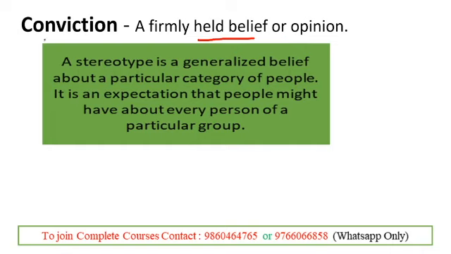So that makes the conviction. There is not any proof related to the conviction, but it's just like a belief or opinion. And then the stereotype. Here the stereotype is a particular word, and that's generalized by the belief for a category of people. And there is an expectation.